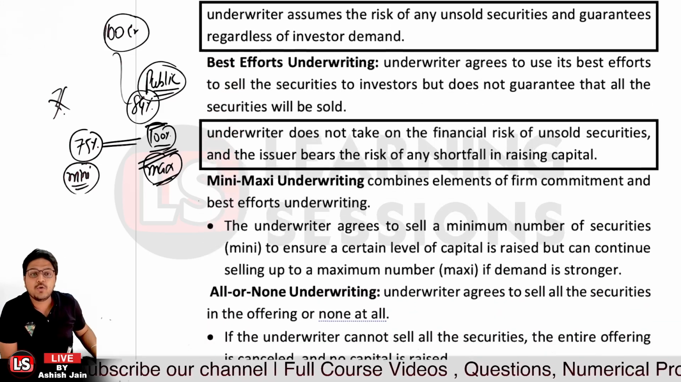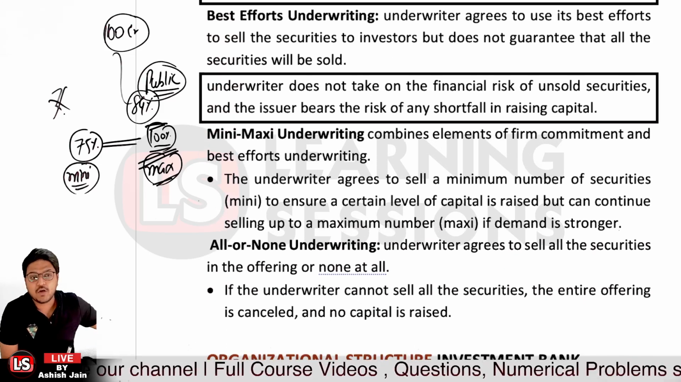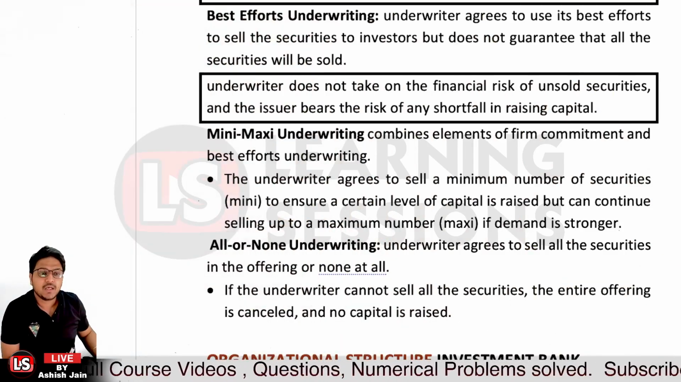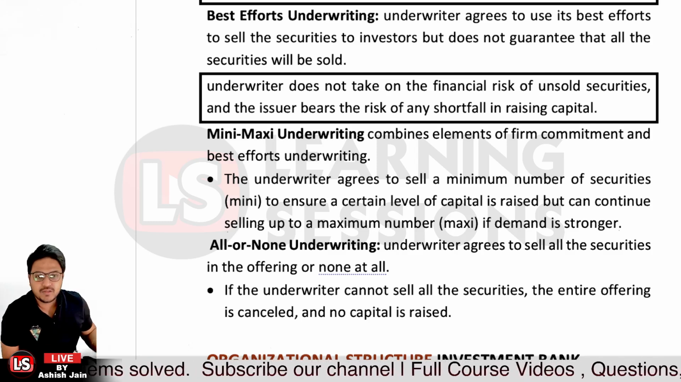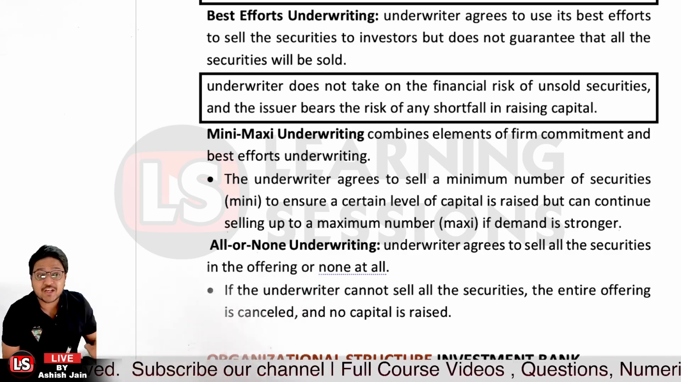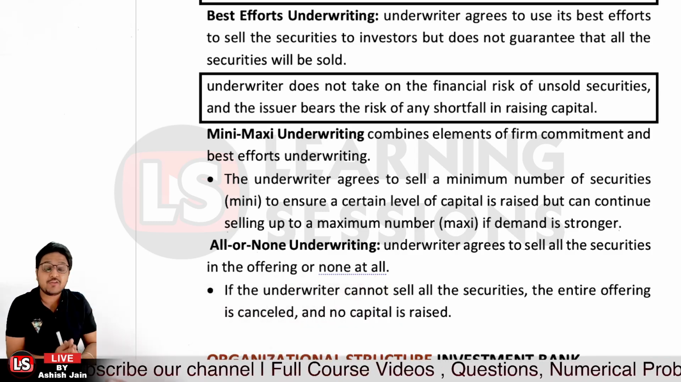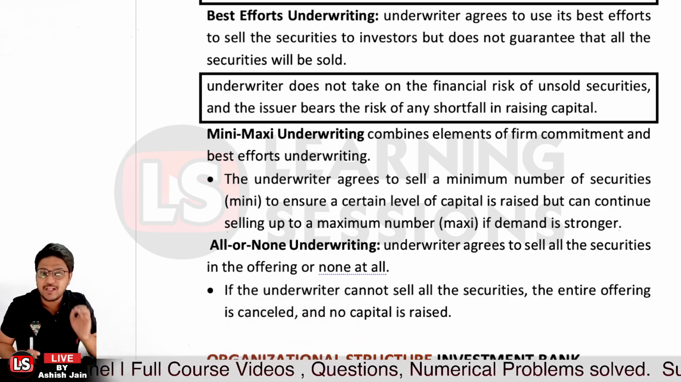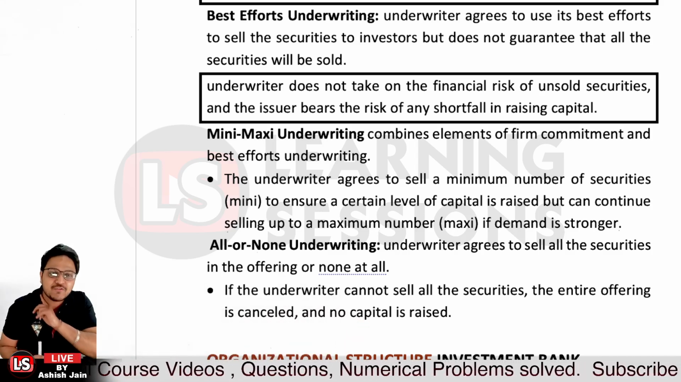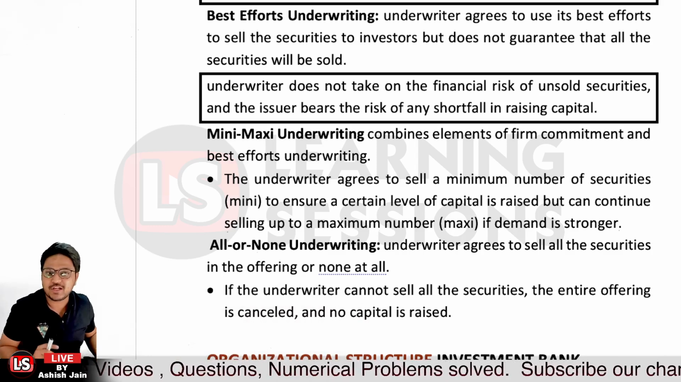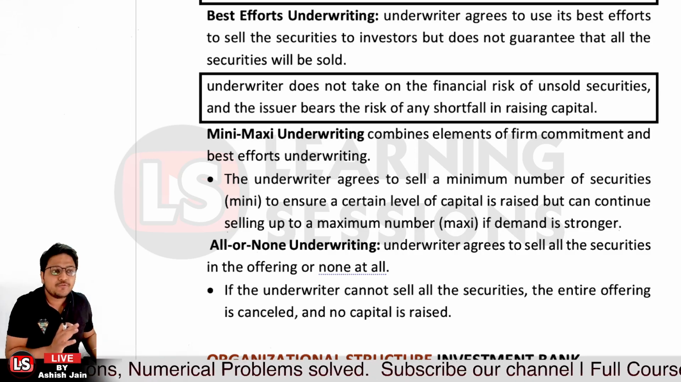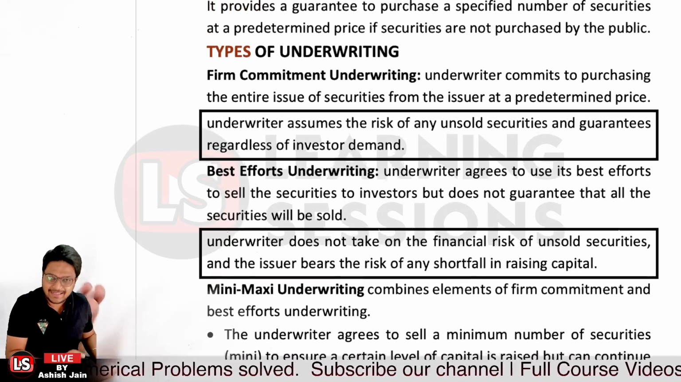And after that, it's all or none underwriting. Now what do you mean by all or none underwriting? In this scenario, the underwriter agrees to sell the whole lot of the securities, and if the underwriter fails to do so, then it will not sell any of the securities and no capital will be raised at all. That's all or none underwriting, right? So these are the four types of underwriting.